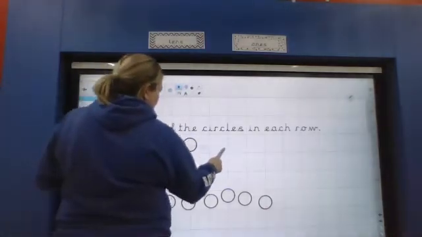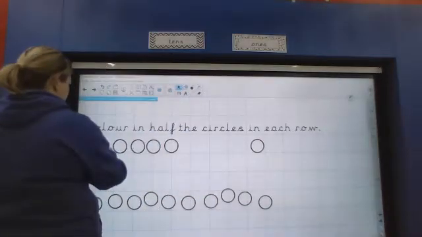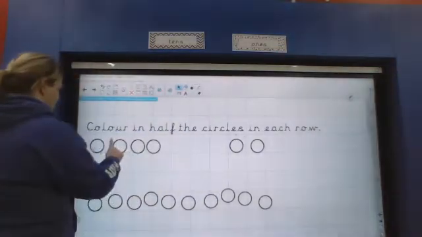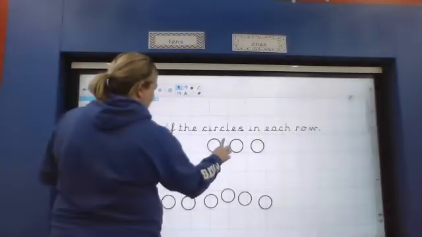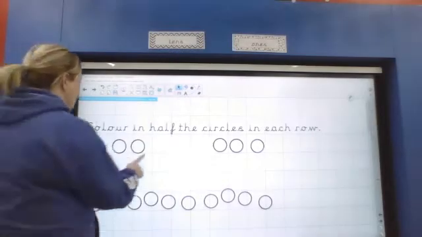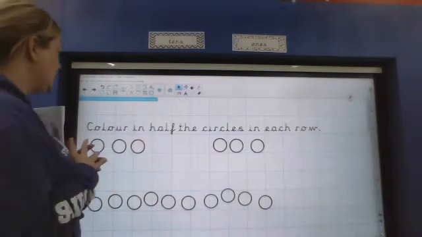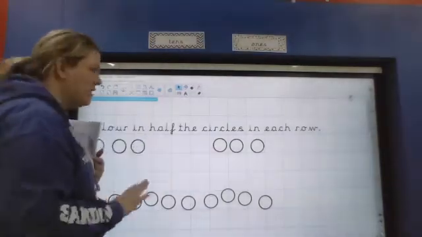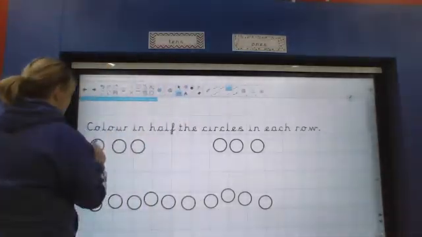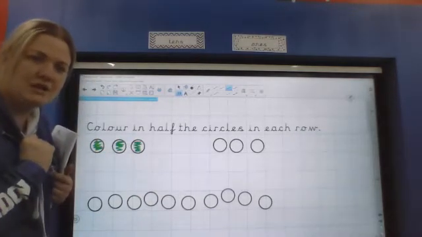So I'm going to need to work it out. On your whiteboard, we could put one circle over there and then one here. One over there, one here, and then one over there. Now remember, when we're halving, it means that there needs to be equal amounts on each side. So I've got 3 here and 3 here. So colour in half of the circles in each row. Well, I know that that is half. So half of 6 is 3. So then you would just colour in 3 of your circles. Does that make sense, Year 2?